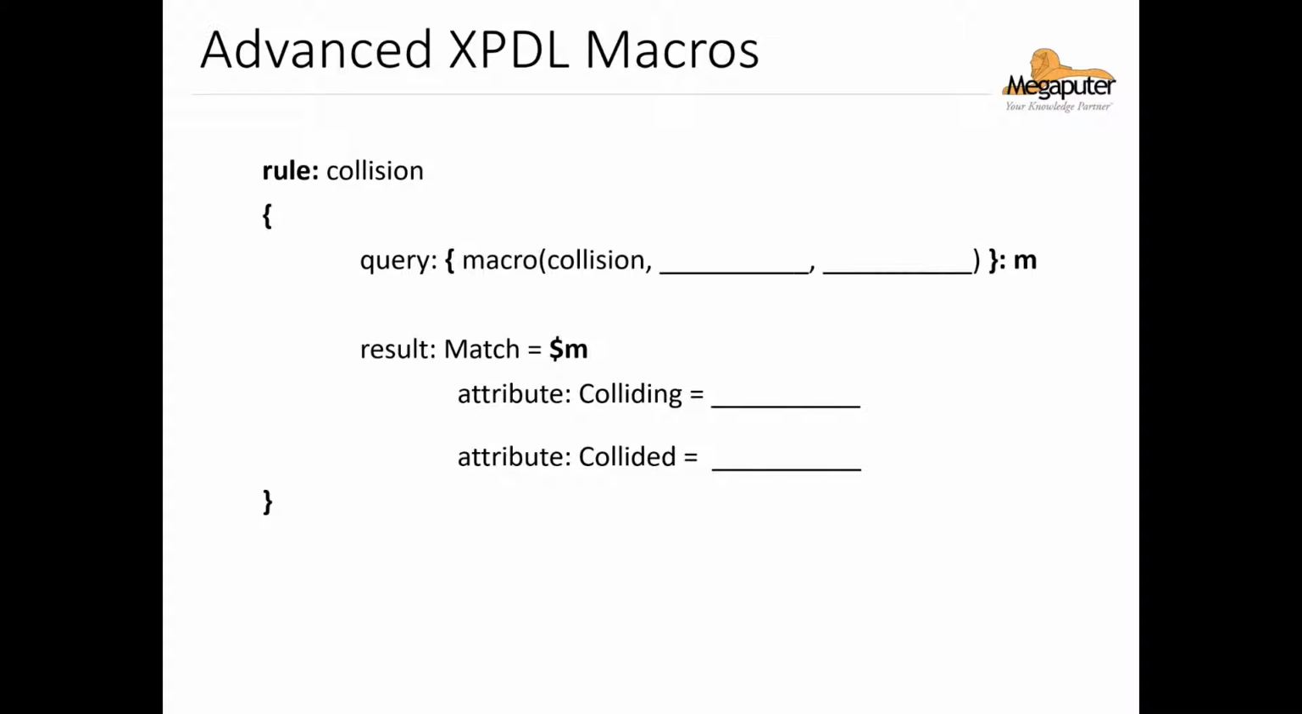So suppose we have a rule that's sort of built. There's the query part that might have insertable arguments, and we could usually get away with just using a macro for that if we just want insertable arguments for the query itself. But what if we want the attributes we are returning to actually be insertable or variable? In this case, we have to use XPDL macros.